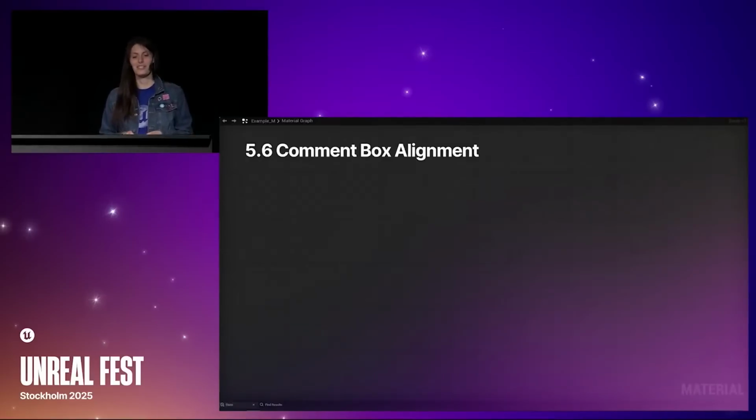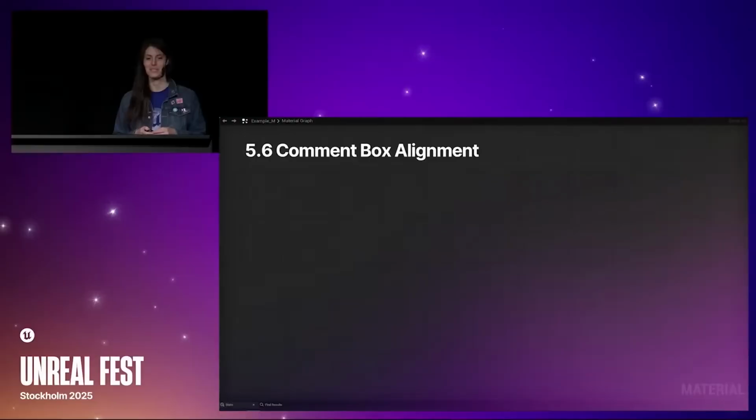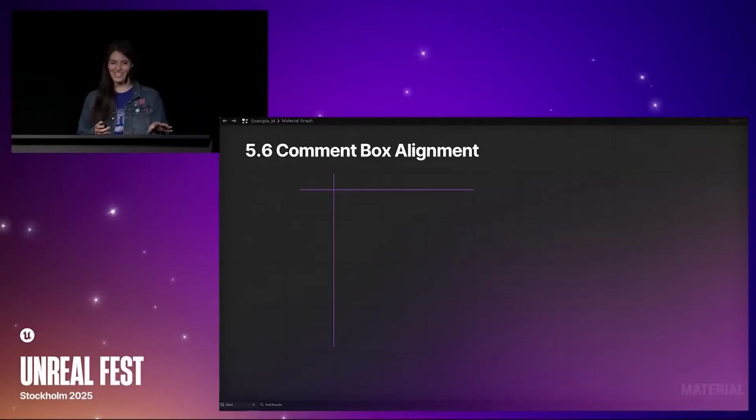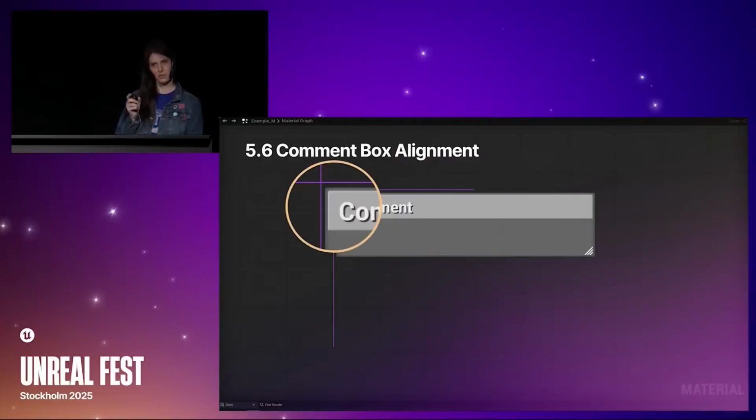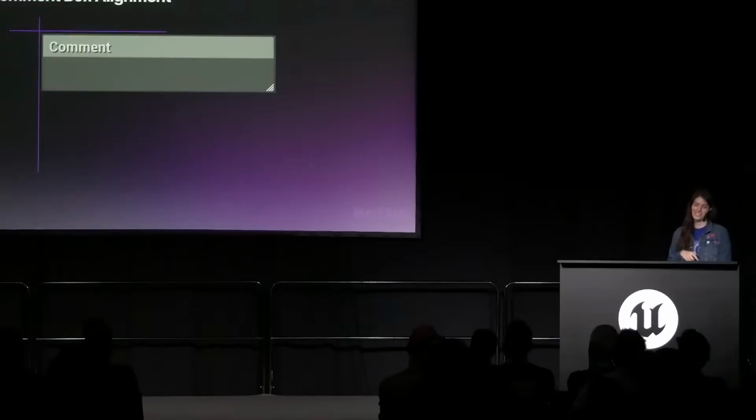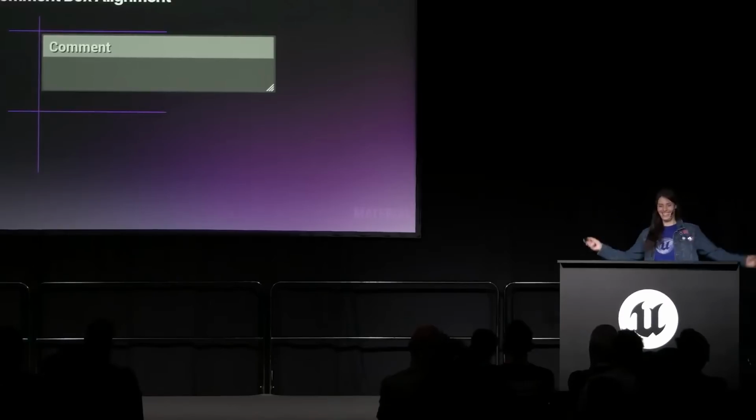The last update in 5.6 is actually one of my favorites, comment box alignment. So as much as I love productivity boosts, and I do, I really love well-aligned graphs. So I'll highlight the grid here. Creating a comment, especially when using the C key shortcut, would result in a box that wasn't quite grid aligned. And this would cause a cascade of misalignment issues with nodes that would have to be fixed manually. And it is my joy to share that in 5.6, this is no longer the case. Yeah!